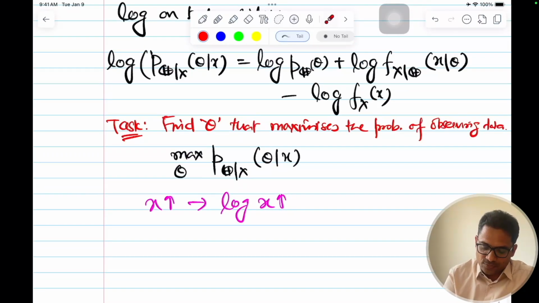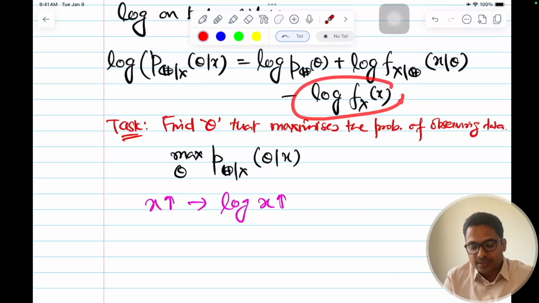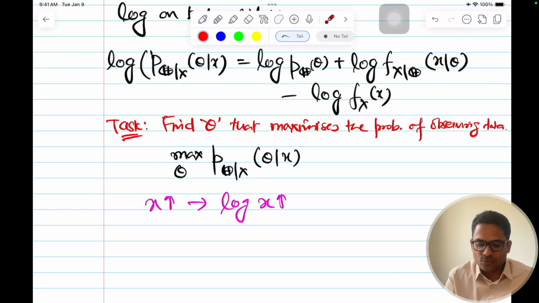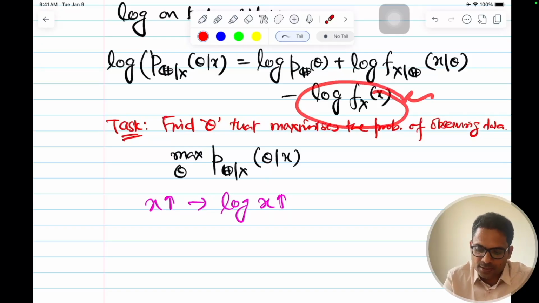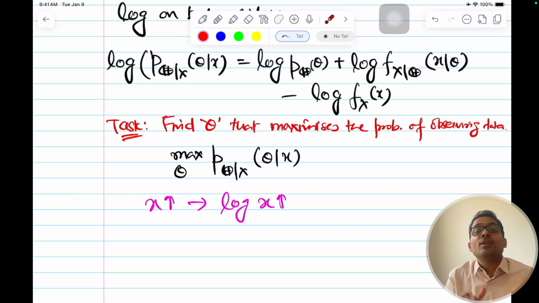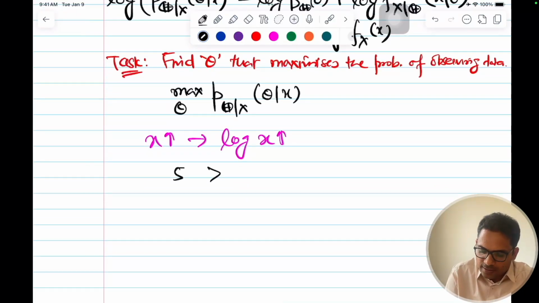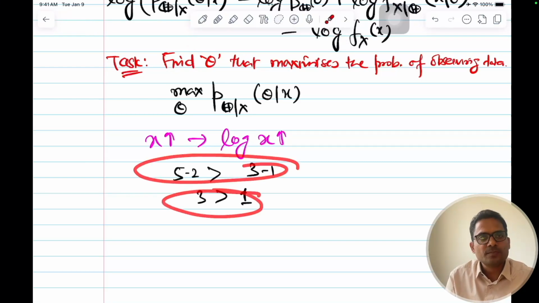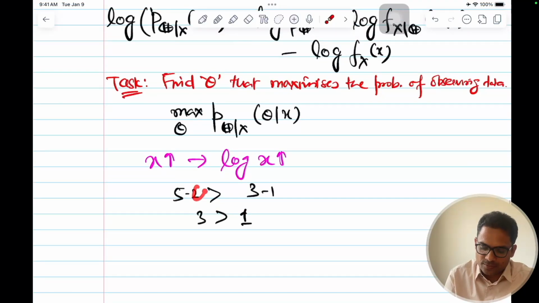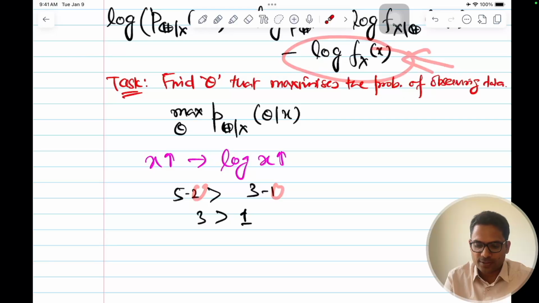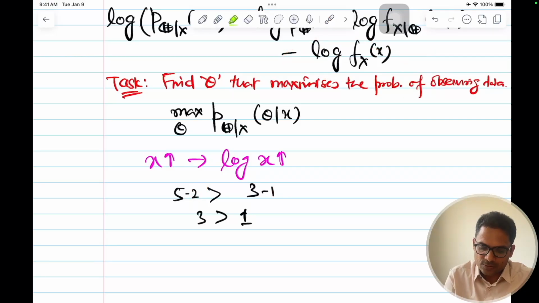Also, when we want to compare two values, this f_X of x doesn't have any theta, and computing it is difficult, so we can get rid of it when we compare the two values. This value is common in both of them. When we add or subtract the same thing on both terms, it doesn't add any value, so we can ignore it. For example, if I'm comparing 5 greater than 3, and I subtract 2 from each side, 3 is greater than 1. The inequality remains the same. So this is your extra part, and I don't want to calculate it. That's why we have done this.